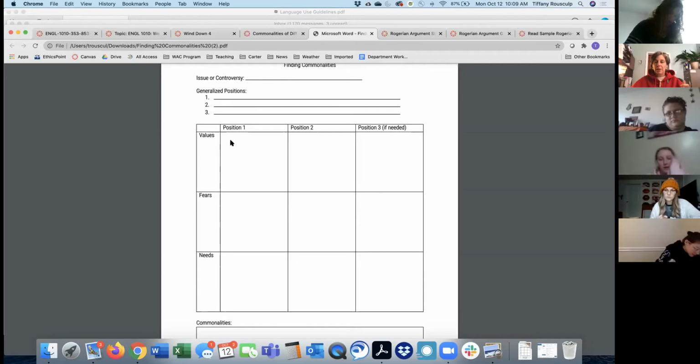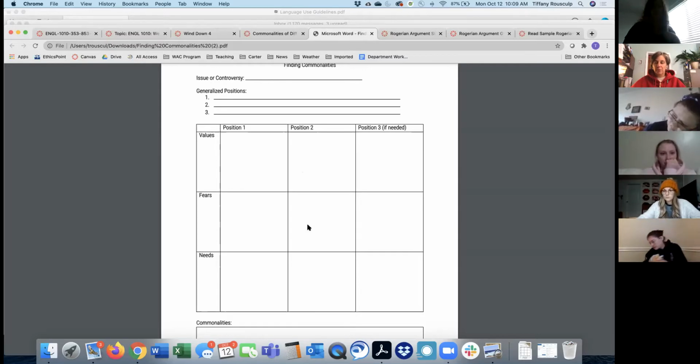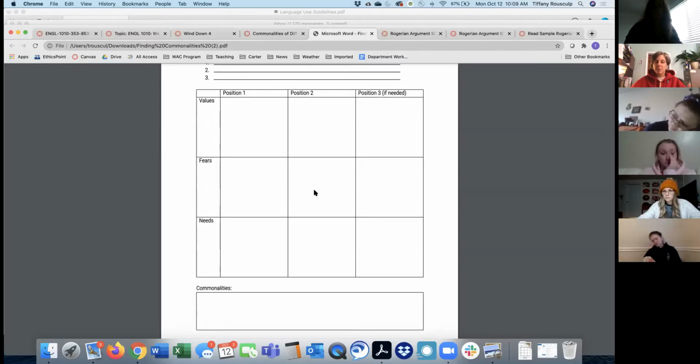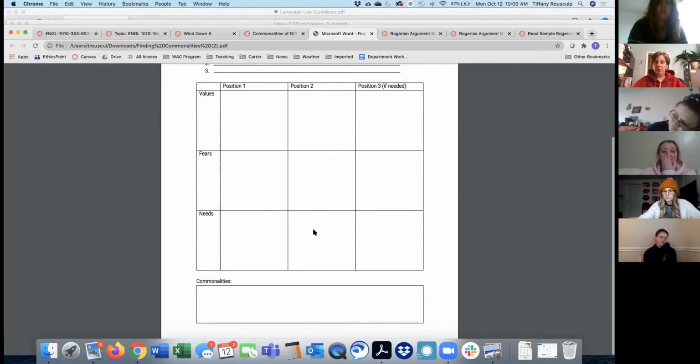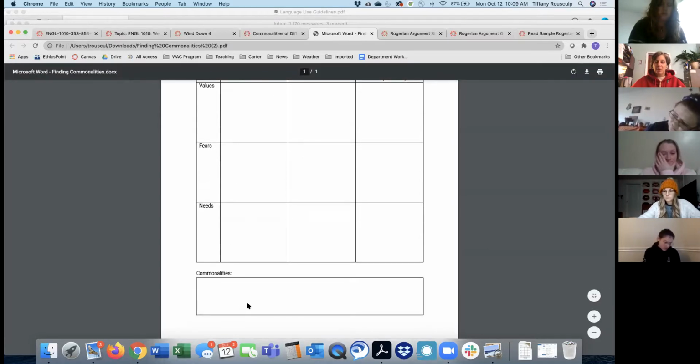So what are the values of position one? What are the values of position two? What are the fears of position one? What are the fears of position two? What are the needs of position one? And what are the needs of position two? Okay. And then through that, you're going to look for commonalities.